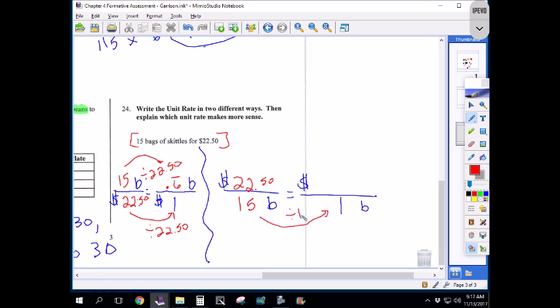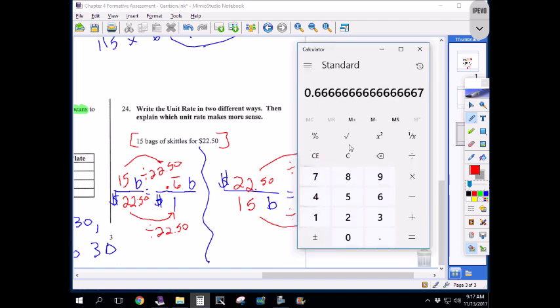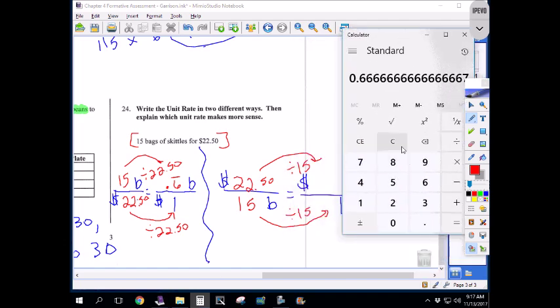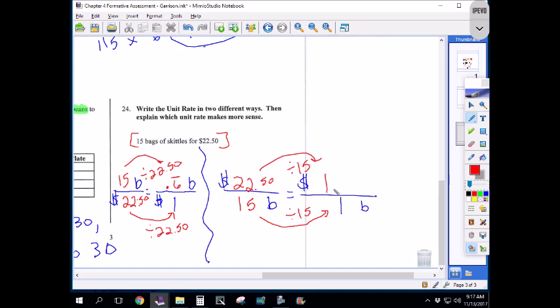Now over here, I know I'm dividing my number of bags by 15. So I've got to divide my money by 15 as well. So now we have to do the opposite division problem: 22.50 divided by 15, and that's going to equal 1.5. Now, if you left it as 1.5, it is wrong. We are talking about money. If you left it as 1.5, it is wrong.